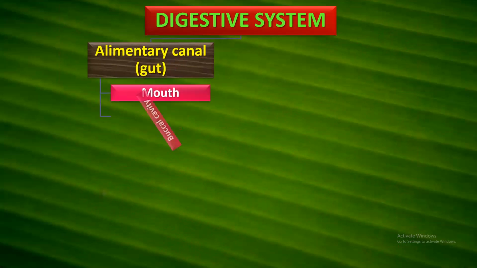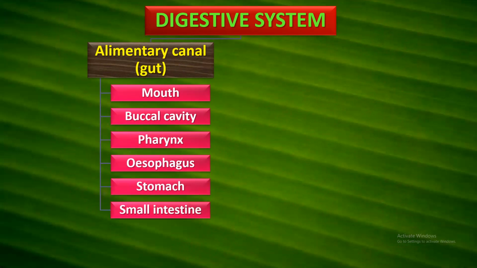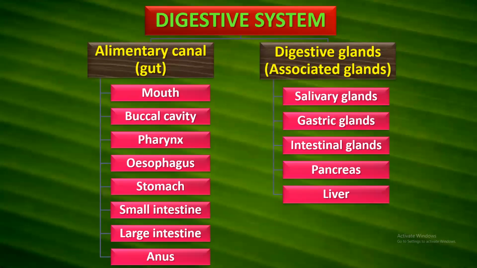From this topic, first we are going to discuss the human digestive system. The human digestive system consists of the alimentary canal and digestive glands. The alimentary canal is otherwise called the gut. It includes the mouth, buccal cavity, pharynx, oesophagus, stomach, small intestine, large intestine, and anus.